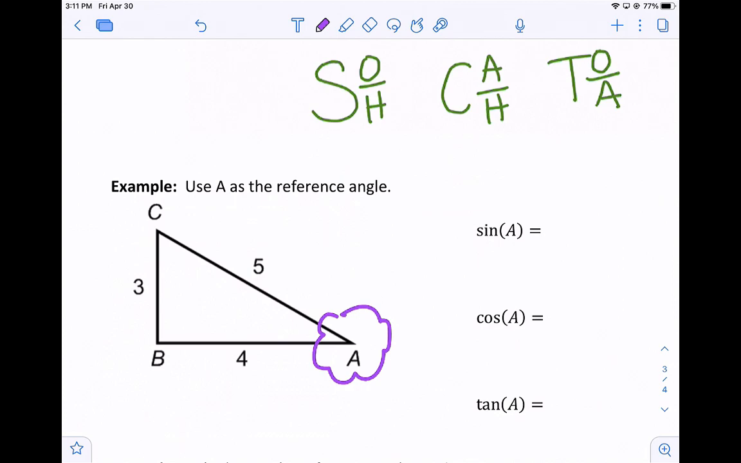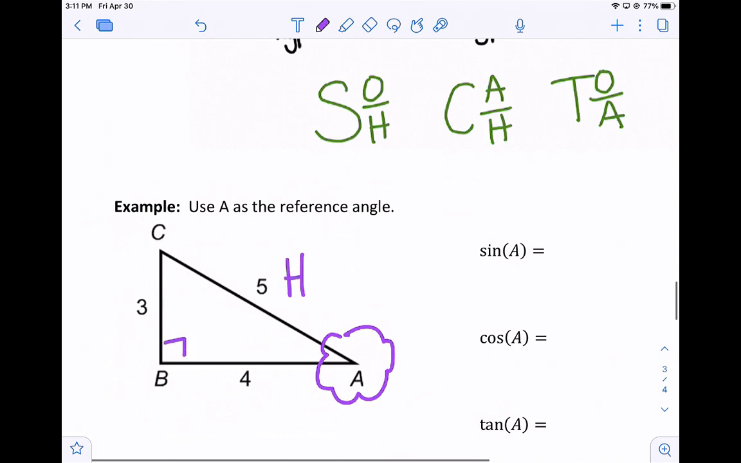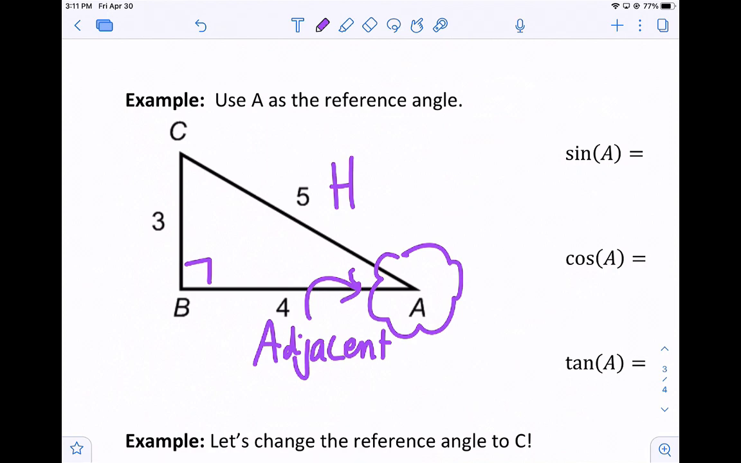So I like to start with the hypotenuse. It's the longest side. I should put in my 90-degree angle here. So here the hypotenuse is 5. The adjacent side is the side that's also next to our angle that's not the longest side. So here our adjacent side is the 4. It's next to the angle. Again, the hypotenuse is also next to the angle, but it's longer. So it's the shorter side that's next to our angle.